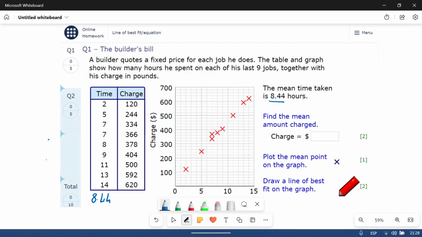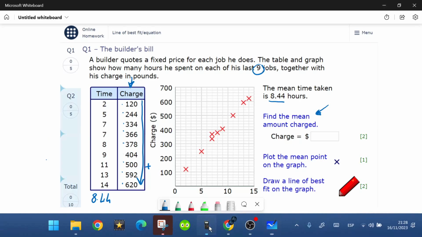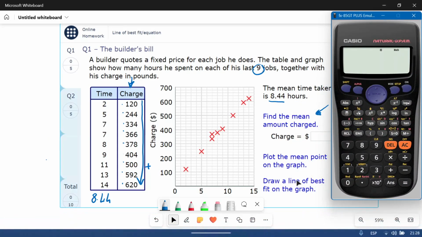So when we have to calculate the mean charge, we're looking at the charge column, this one here. To do that, we need to add up all these numbers and divide them by how many there are, and there are 9. They could tell us, but you can count them: 1, 2, 3, 4, 5, 6, 7, 8, 9. Now I'm a bit lazy, so we're going to do it on the calculator.